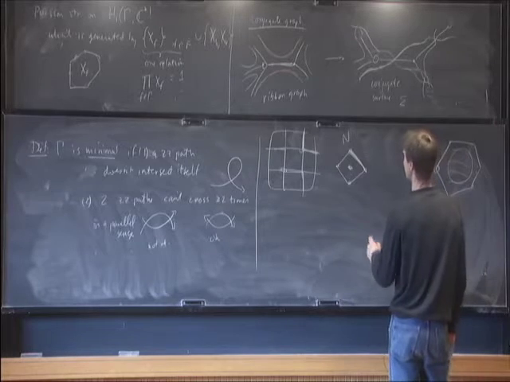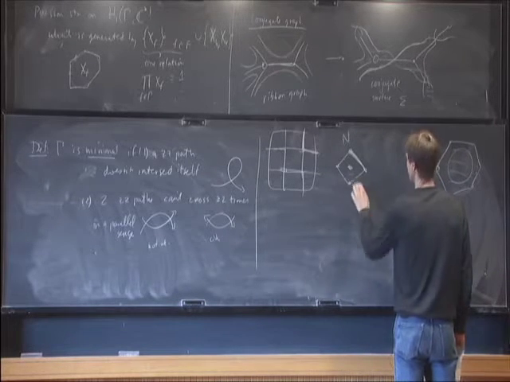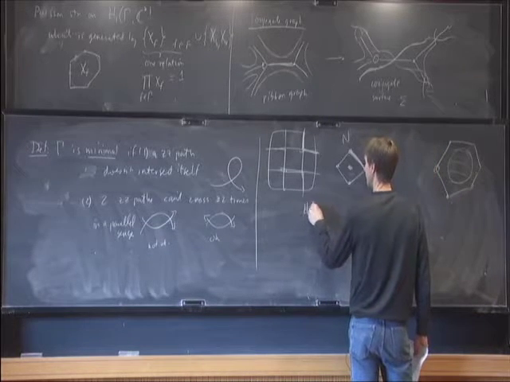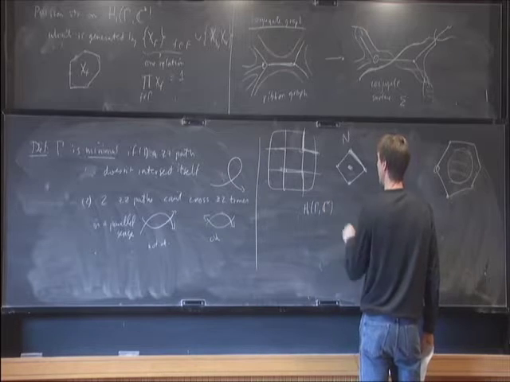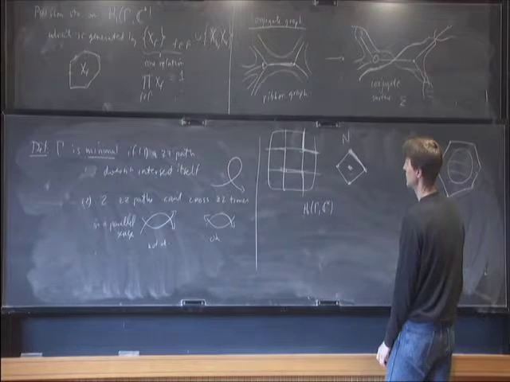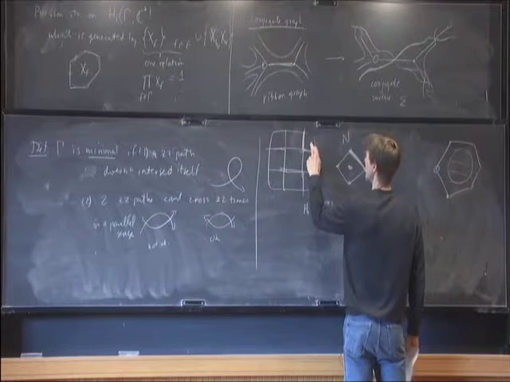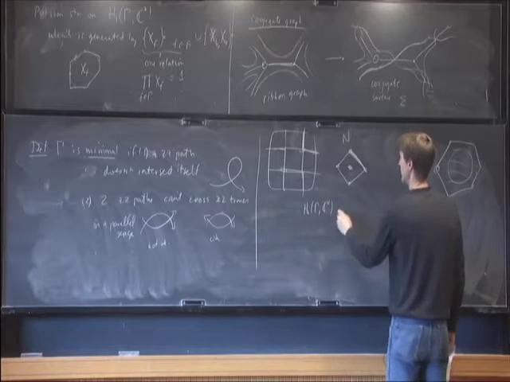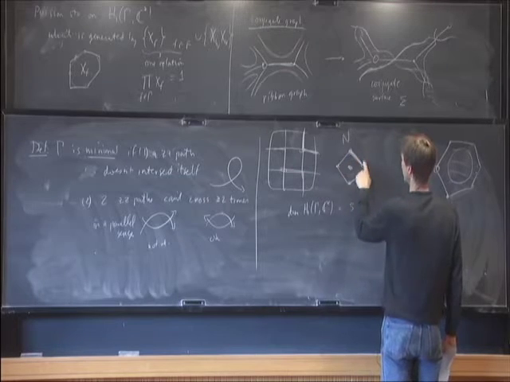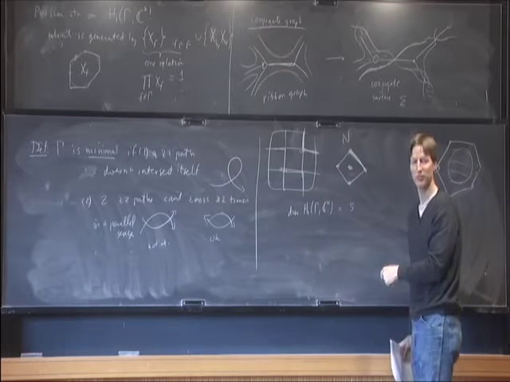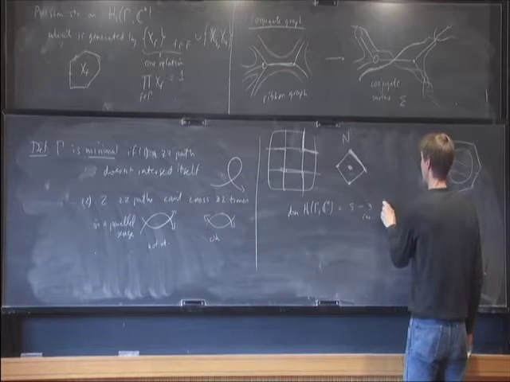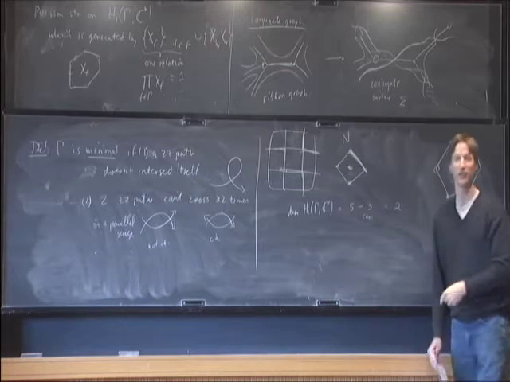So in this case, the space H1 is five-dimensional, right? Because I have four faces, plus two is six, minus one is five. So the dimension of this is five. But there are four Casimirs whose product is one. That reduces the dimension by three for the Casimirs. And so I'm left with a two-dimensional space, which is two times the number of interior vertices.